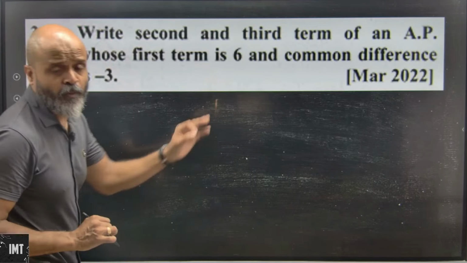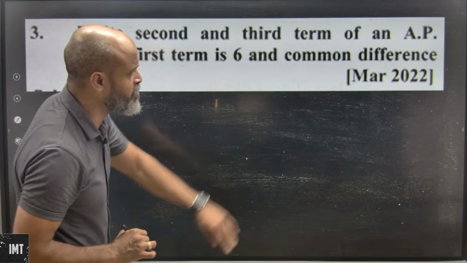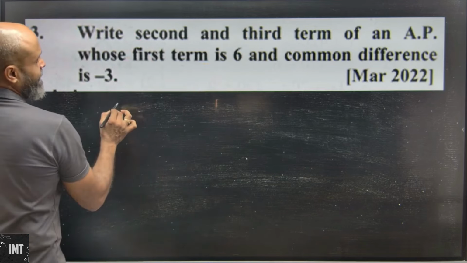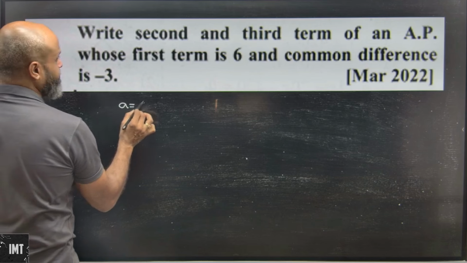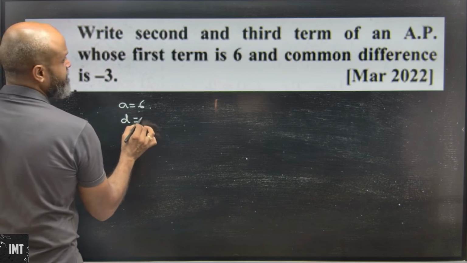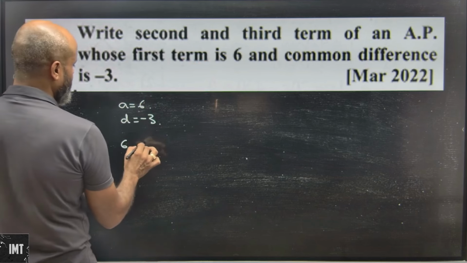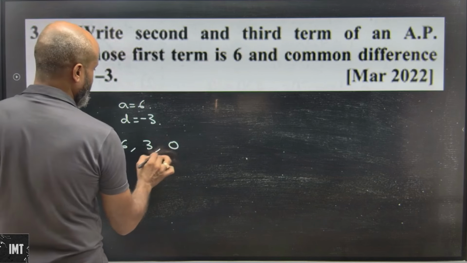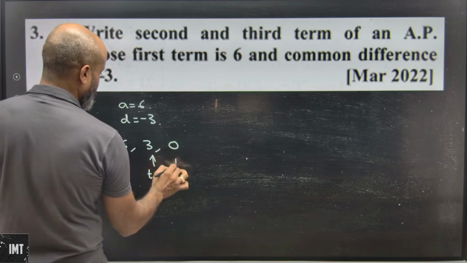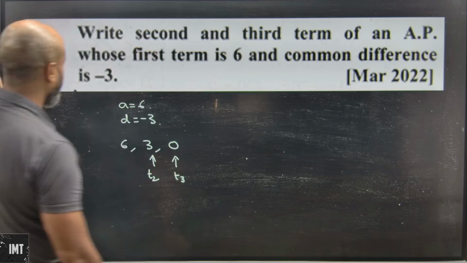Write the second and third term of an AP whose first term is 6. Again, this is a question of Maharashtra State Board asked in 2022. The common difference is minus 3. You have to write the second and third term. So 6 minus 3, that is 3. 3 minus 3, that is 0. This will be the second term and this will be the third term.